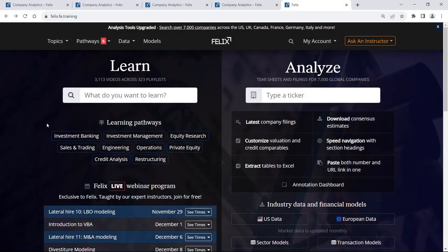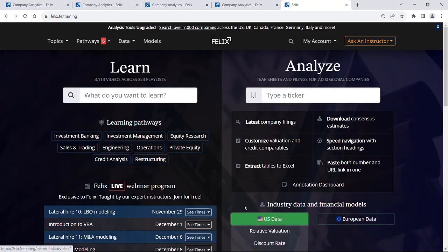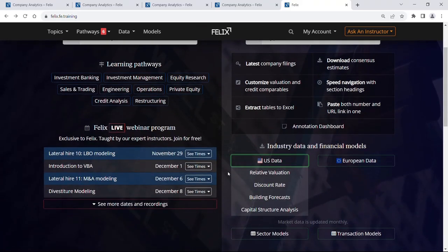Now let's take a look at the data content. So I'm first going to cover the industry data, and I'm going to come down here to the US data, and you can see that we've got four main areas of this data. We've got trading comparables, relative valuation, discount rates or WACC, how to build forecasts, and capital structure analysis.